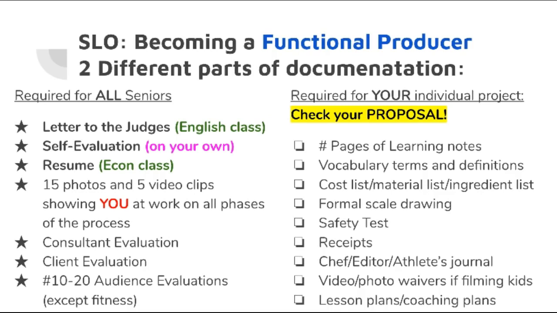In addition to what's listed in section D of your proposal, all seniors will have to complete 3 pieces that you will write. So 3 Google Docs that you will create. The first one is the letter to the judges. We want you to know how to do a formal business letter, again, becoming a functional producer in various settings. It's a formal business letter that you will complete in English class, and there's also a sample on the website if you'd like to have a look now or get a jump start on that.